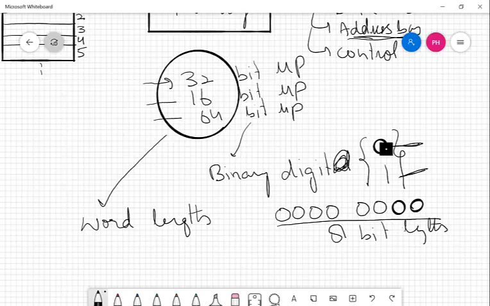Similarly, if a microprocessor recognizes and can process 16 bits at a time, its word length is 16 bits and it is known as a 16-bit microprocessor. Naturally, the higher the word length of a microprocessor, the faster it will be, because it will process the data more quickly.